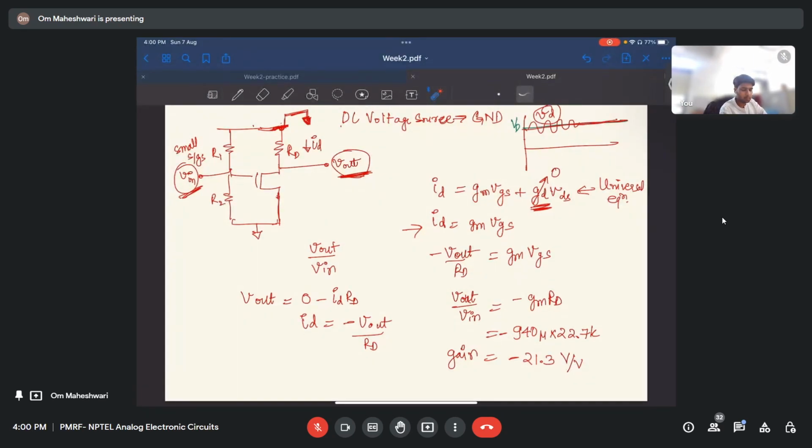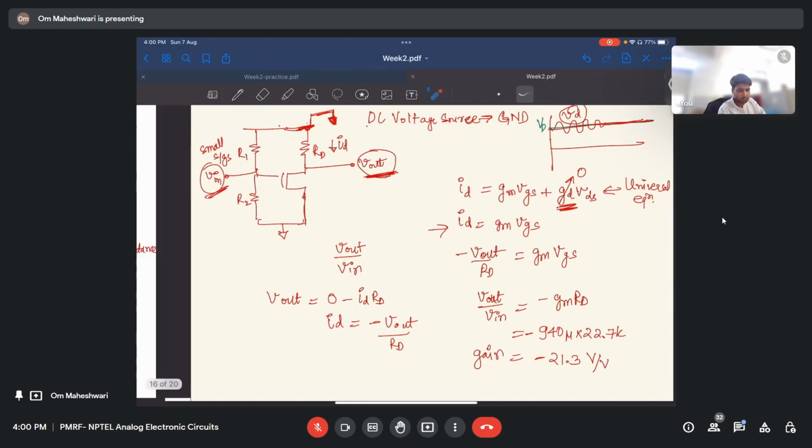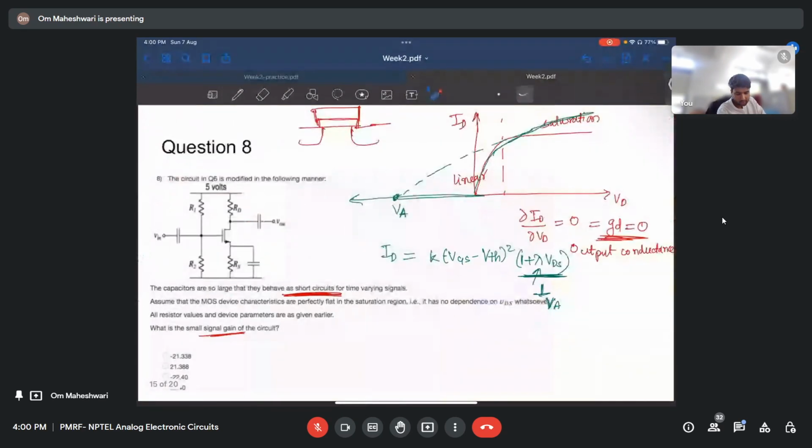Why did we consider GD to be 0? They had given in the question, right? The characteristics in saturation are flat. I had shown this, right? So if this is flat, there is no slope change. So GD is 0.